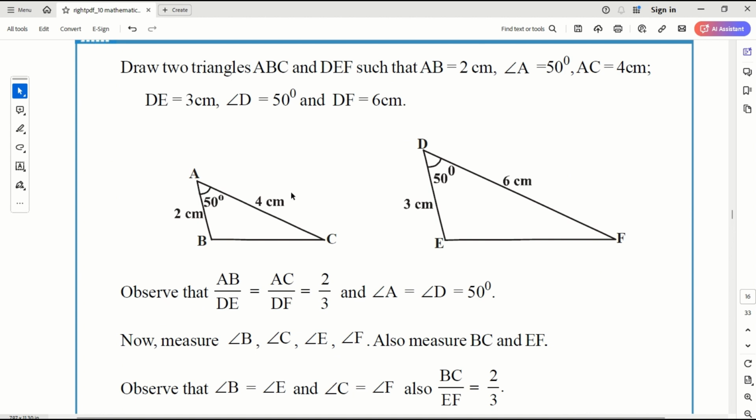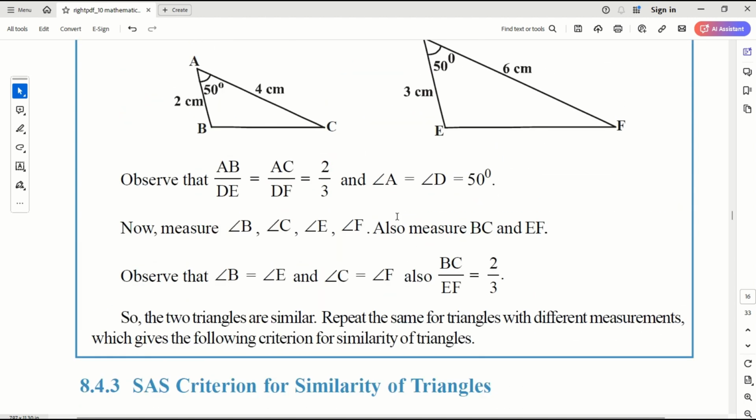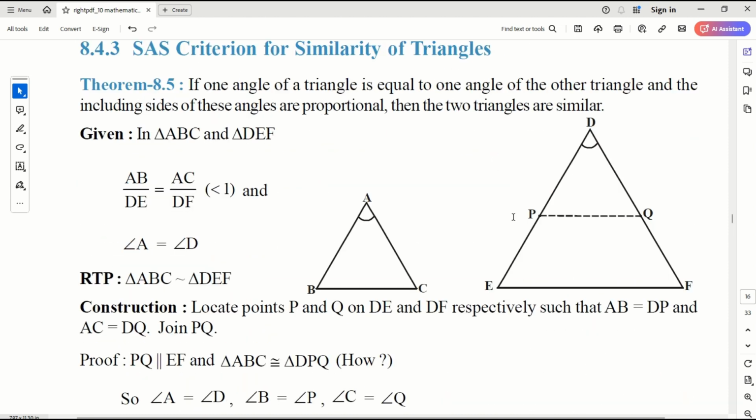Okay. You can check this activity. And this is to prove that SAS criteria. Okay. So AB by DE equal to AC by DF and the angle is the same. With this also, if you measure, you will get the same angle, and if you measure BC and EF, they will be in the same ratio. Okay. So this is the same theorem, and we will follow exactly the same way to prove it. So you can have a look yourself. So SAS is another criteria to prove similarity of triangles.